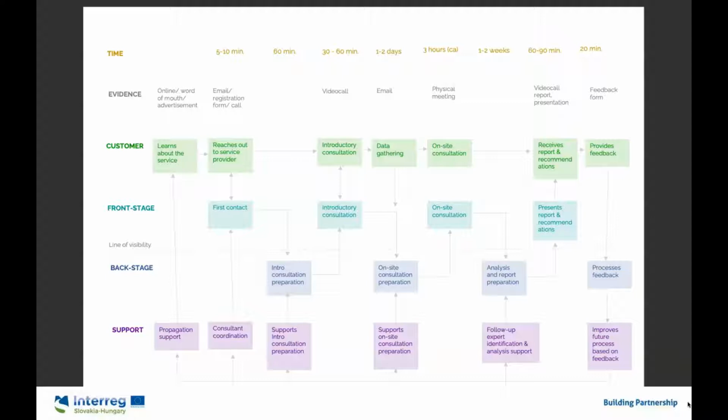In this video, we will go through some basic tips on how to prepare for your introductory consultation, which you can see here in the middle of the service blueprint. And we will also go through the template that will help you prepare the circularity check analysis and final report.